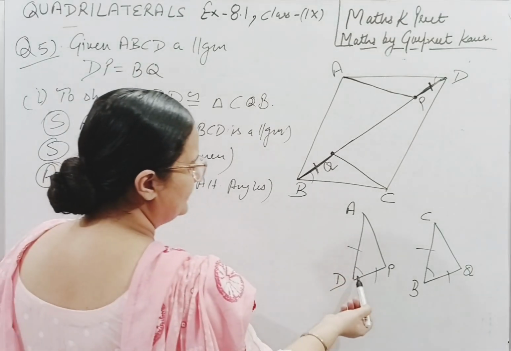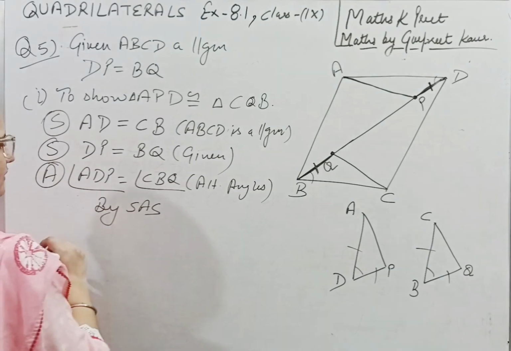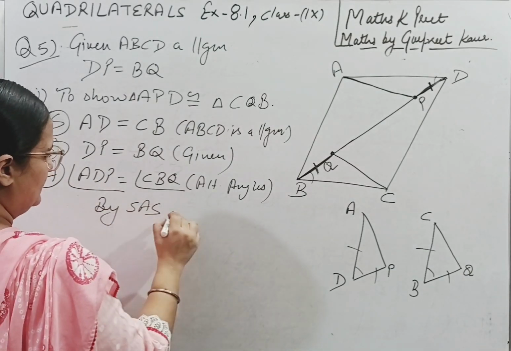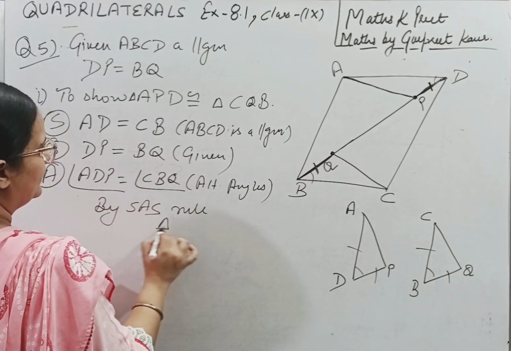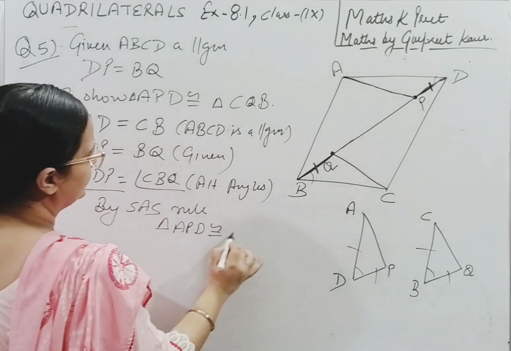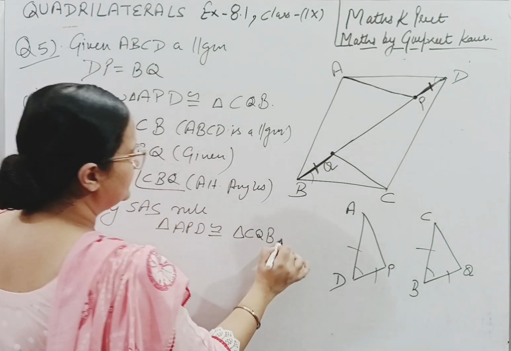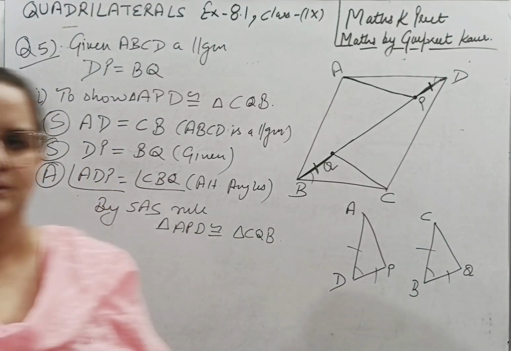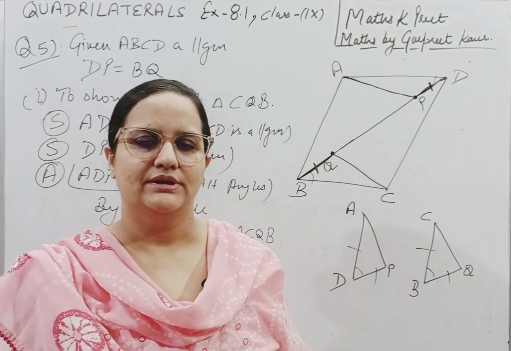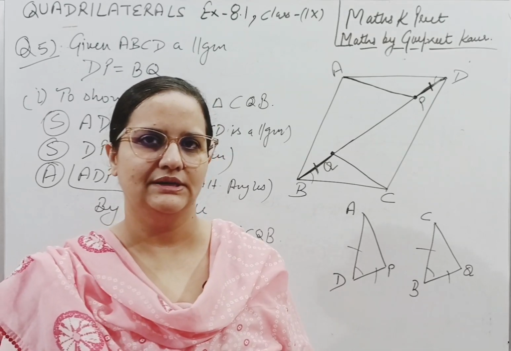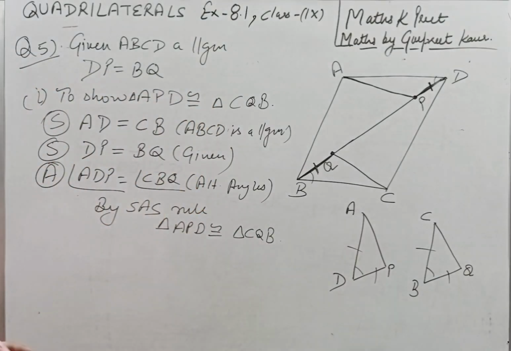Again, I am telling you, side, included angle and side we have proved equal to the second triangle. By this rule of congruence, these two triangles are proved congruent to each other. Please don't ever get panicked just by the statement or the figure. These two questions are very simple, their figures are a little complicated. So triangle APD is congruent, which we have proved in the first part.